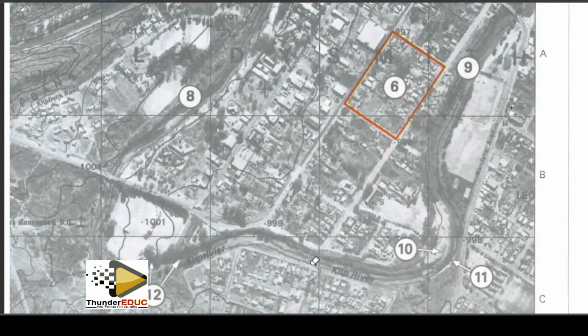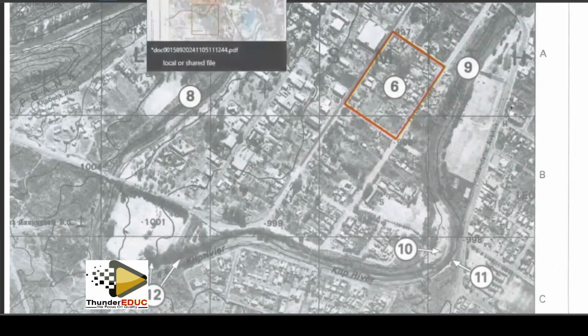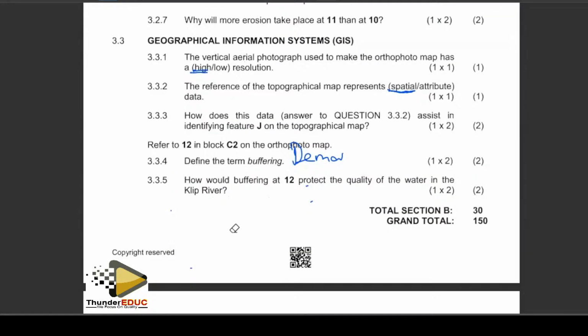How does it protect the quality of water in the river? Right. What you can say there, you can say that buffering there ensures that no development takes place too close to the river. If there is a buffer zone there, it means definitely there's no development that is going to take place too close to the river.